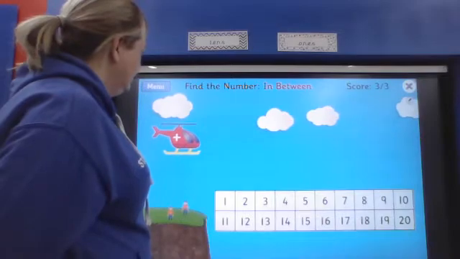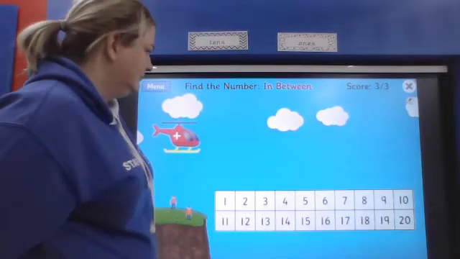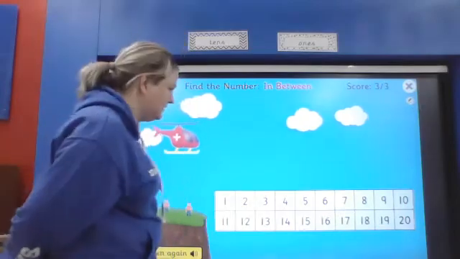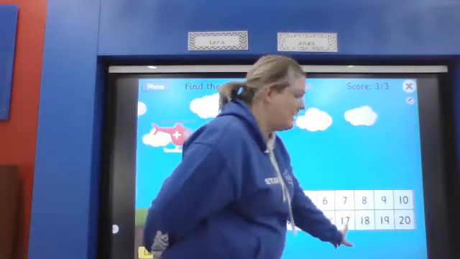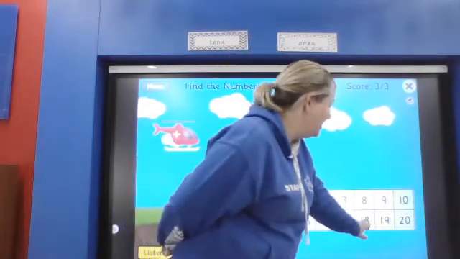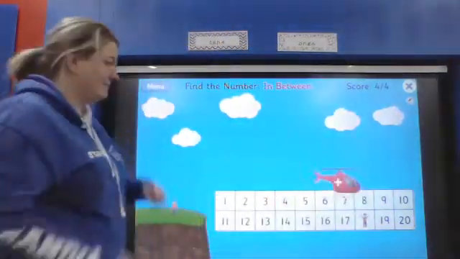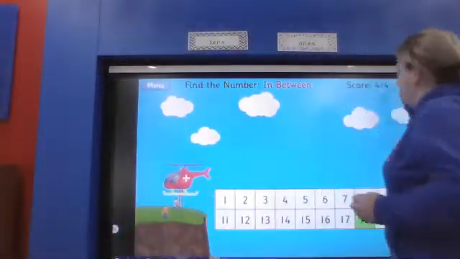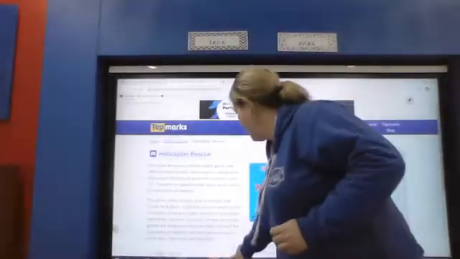Find the number between 17 and 19. So here's 17 and here's 19. The number in between is 18. Excellent. Well done, Year 2. We're going to leave it there.